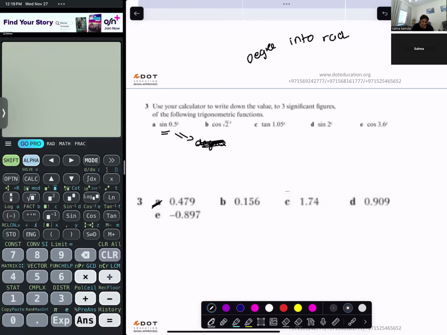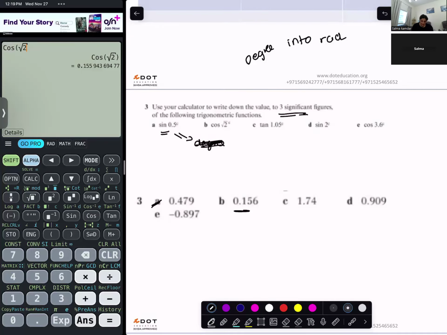Let's take the next one. Cos of root 2. It is 0.156 because the fourth figure is 9 and you want 3 significant values. Now you have tan 1.05. So it is 1.743. Okay, three significant values. I'm sure now you can do this.